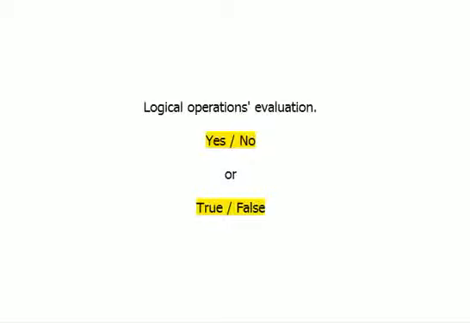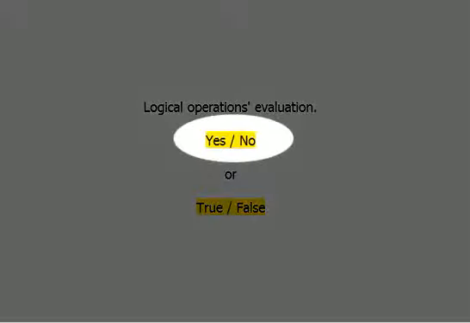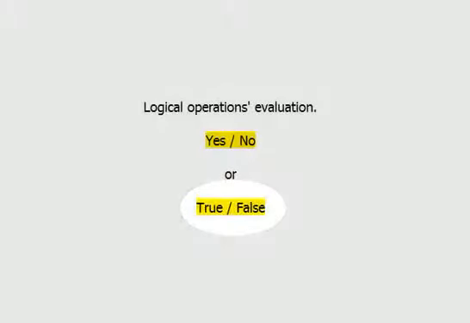Logical operations evaluation. It's either yes or no, or true or false. If you notice, all of these conditions are either satisfied or not satisfied. In computers, when the condition is satisfied, then it is said that the value of the condition is yes or true. If it is not satisfied, the value is said to be no or false. Mostly true and false are used.